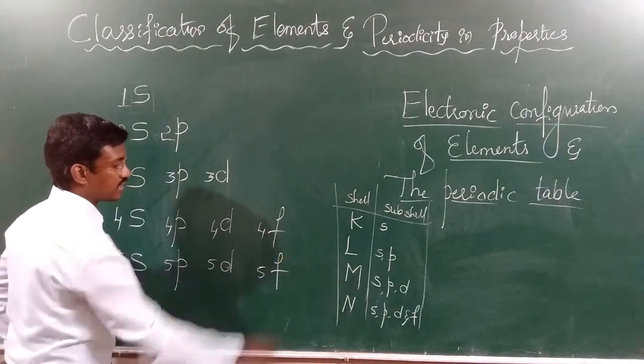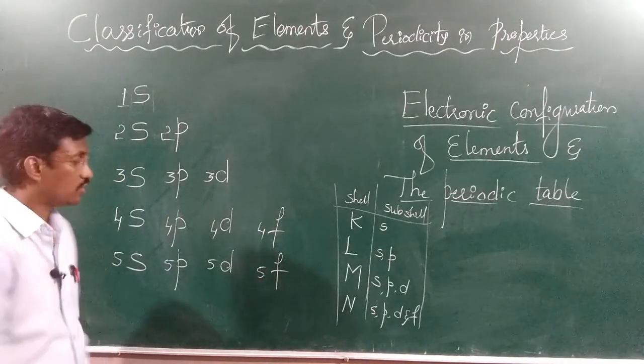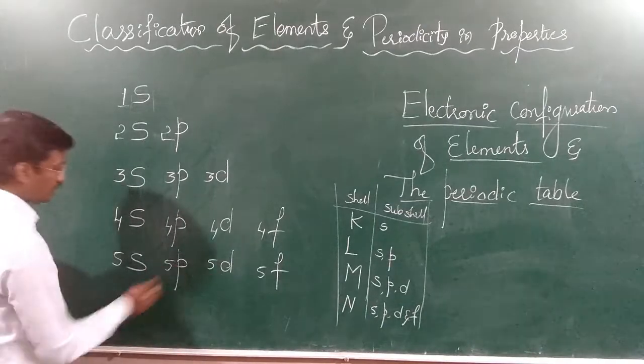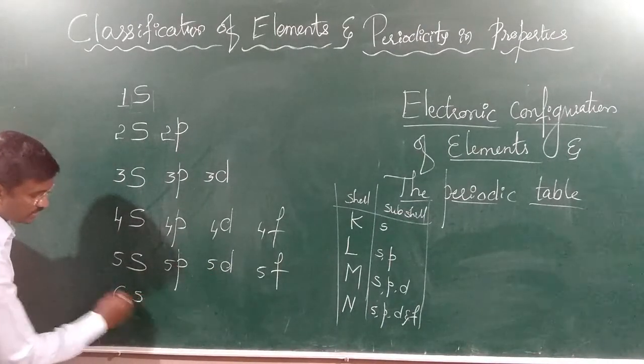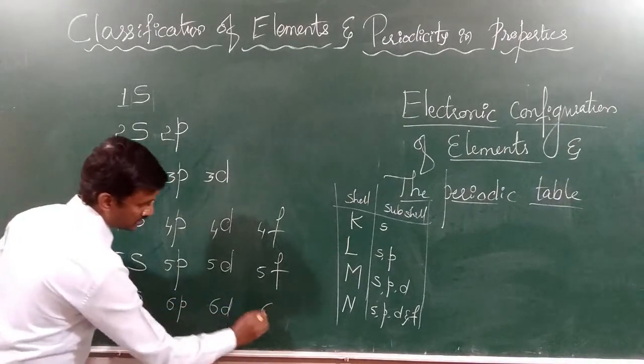Don't add anything extra, because we have discussed only up to F; we have not discovered anything further. Even though we write 6S, 6P, 6D and 6F next.